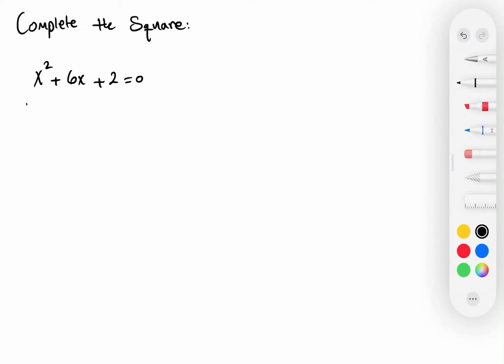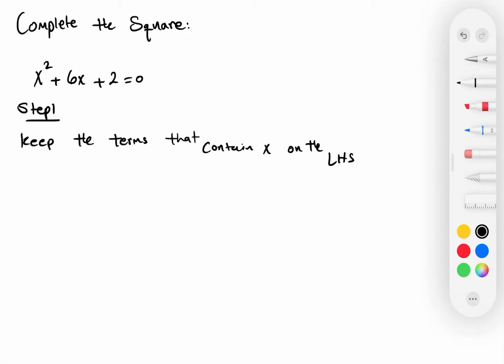The first step would be to keep the terms that contain x on the left-hand side. So that would mean that you would have to move 2 to the other side, or just subtract 2 from both sides in an effort to get it to the other side. So you would have x squared plus 6x is equal to negative 2.